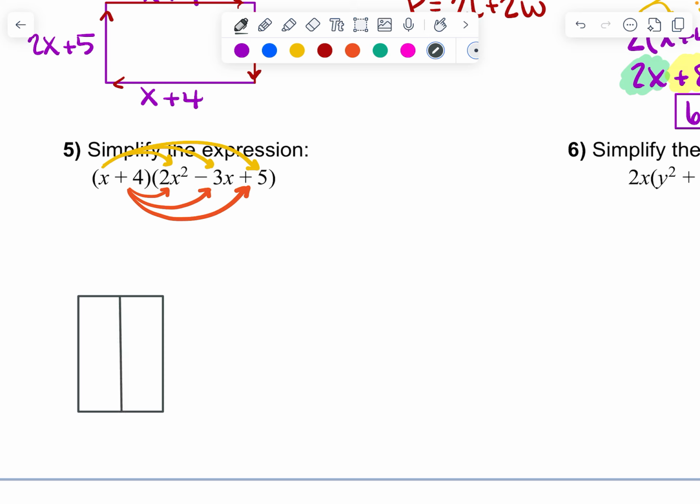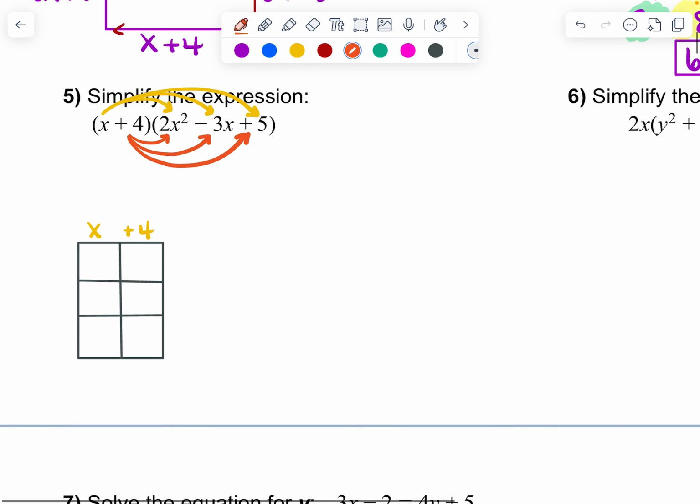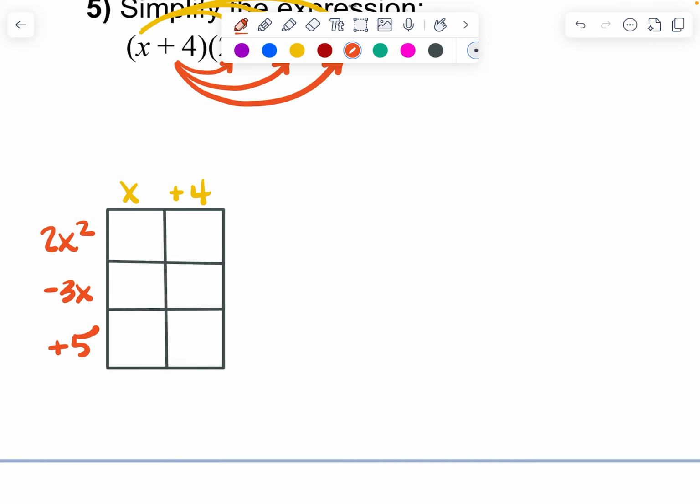right? And if I'm multiplying a 2 term by 3 term, I would create a 2 by 3 box. And then I could put the x plus 4 along the top, just because I made it this direction. And then 2x squared minus 3x plus 5 along the side. And then you're just kind of multiplying, like a Punnett square. So x times 2x squared, remembering your multiplication rules, would give me 2x cubed, because when you multiply, you add the exponents.